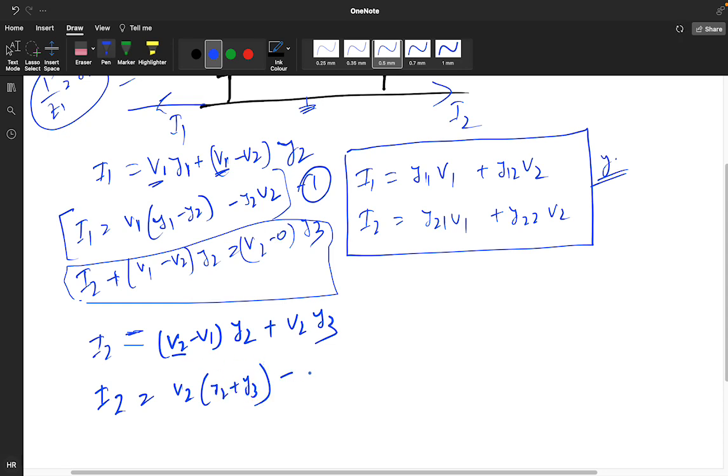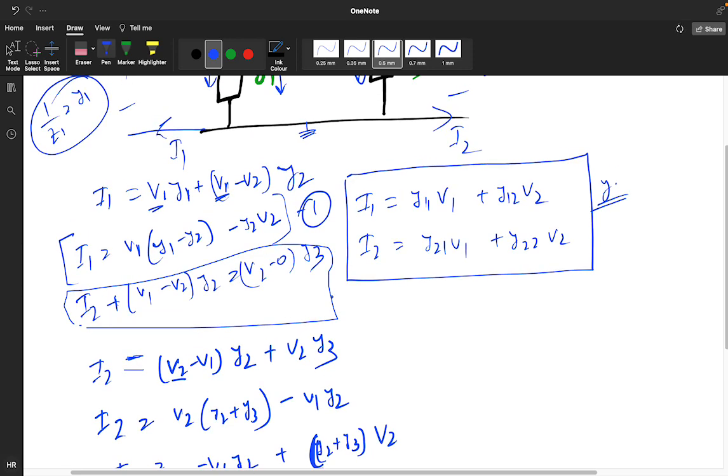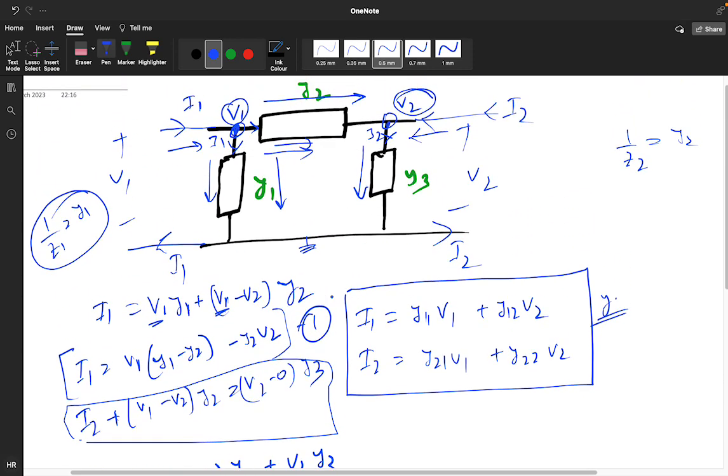right? And this is minus V1 Y2. So I2 is minus V1 Y2 plus Y2 plus Y3 into V2. We are getting like this.